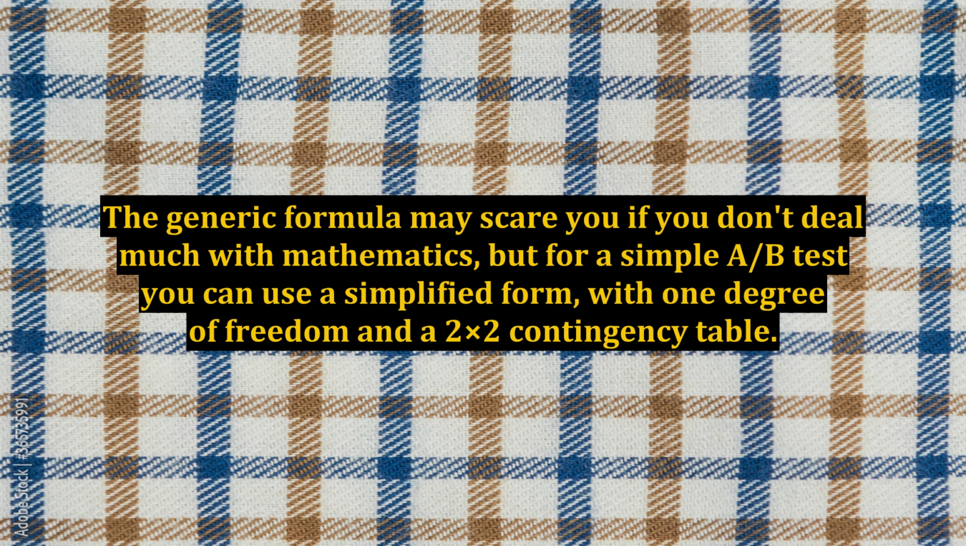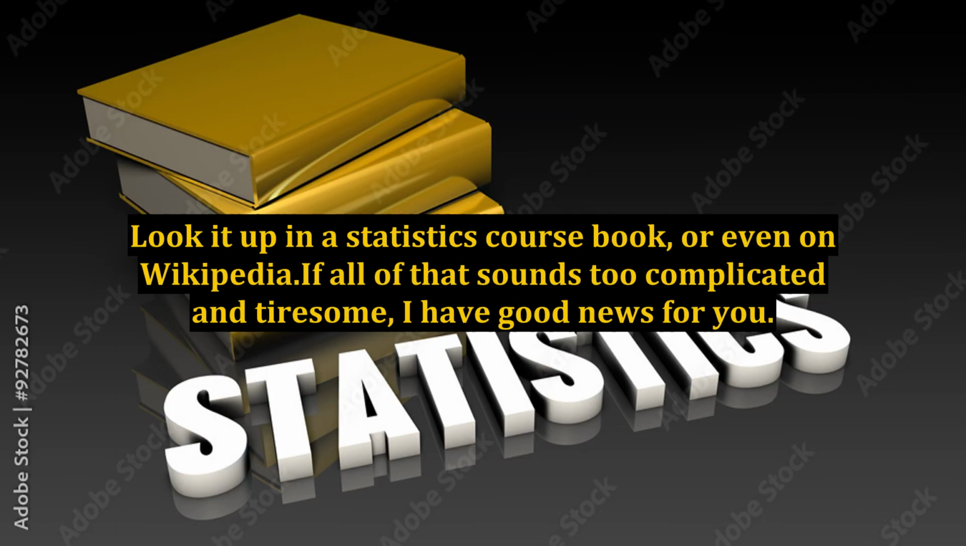The generic formula may scare you if you don't deal much with mathematics, but for a simple A/B test you can use a simplified form, with 1 degree of freedom and a 2 contingency table. Look it up in a statistics coursebook, or even on Wikipedia.